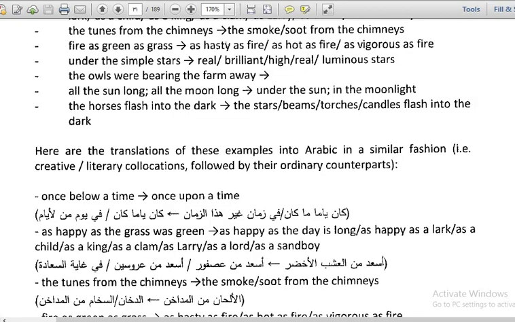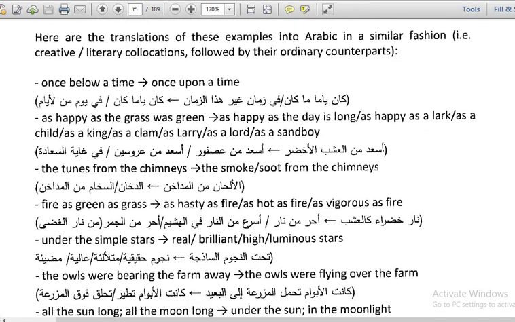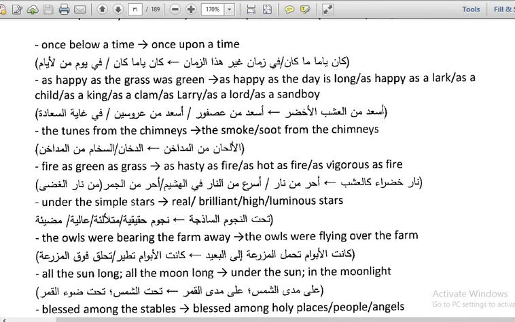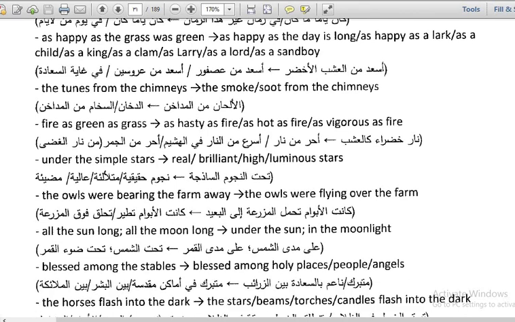Here are the translations of these examples into Arabic from the same poem. Once below a time, once upon a time، كان يا مكان، في زمان غير هذا الزمان. As happy as the grass was green، أسعد من العشب الأخضر، في غاية السعادة. The tunes from the chimneys، الألحان من المداخن. Fire as green as grass، نار خضراء كالعشب. Or even more correctly, أحر من الجمر أو أحر من النار.